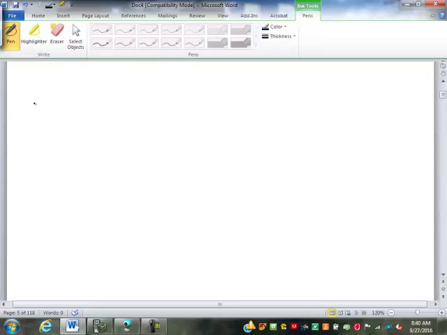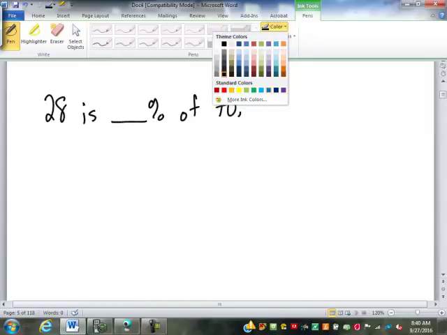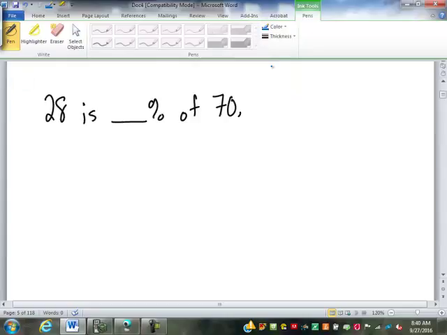How about this one? $28 is blank percent of 70. All the problems so far I've been saying we start out with the percent. But here, we don't have the percent. That doesn't change anything. We're still going to start out with the percent. We're just going to put in blank over 100. Now, 28 is blank percent. That implies the 28 matches up with our missing percent. Of 70, if we read that as out of 70, that implies the 70 goes on bottom.